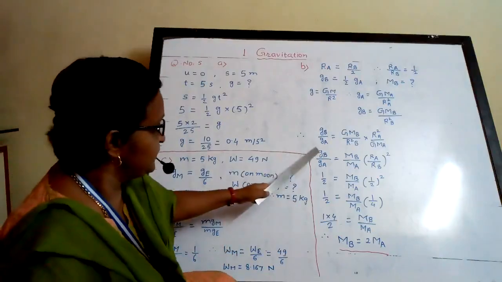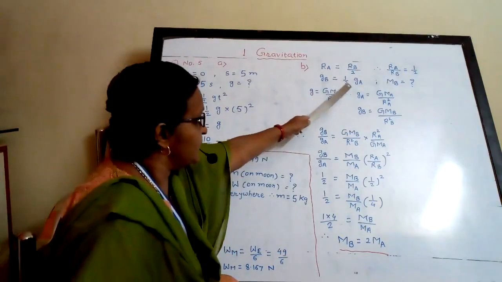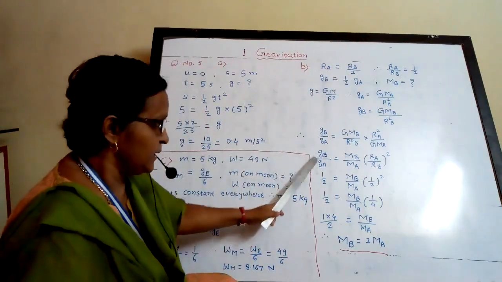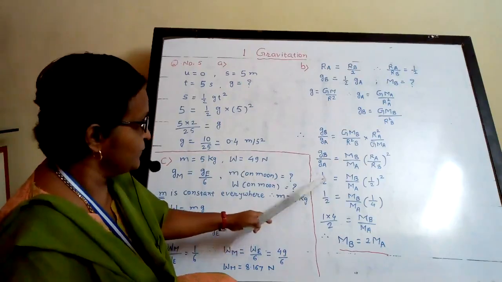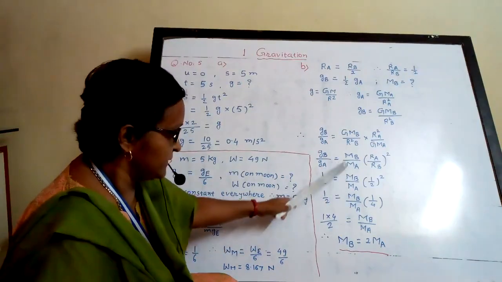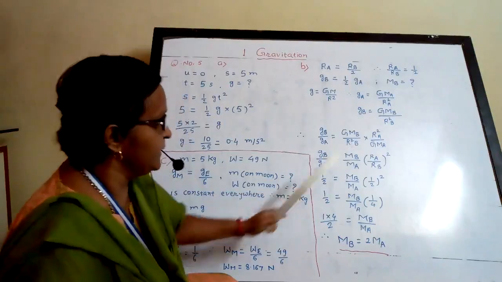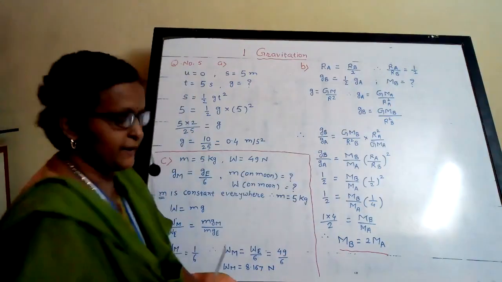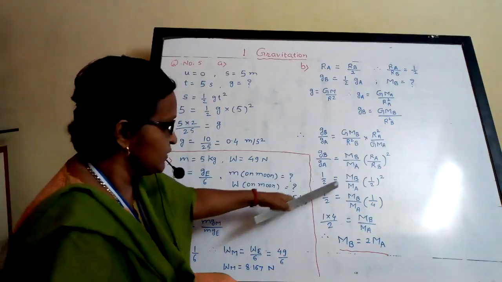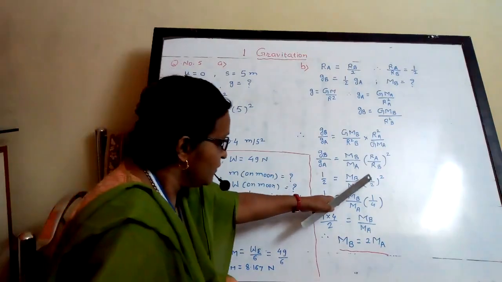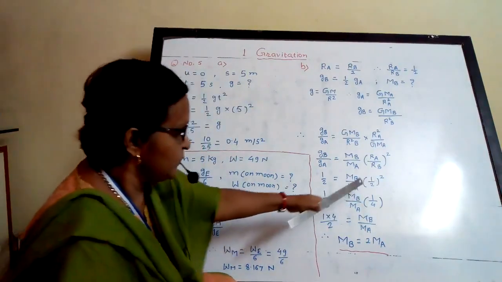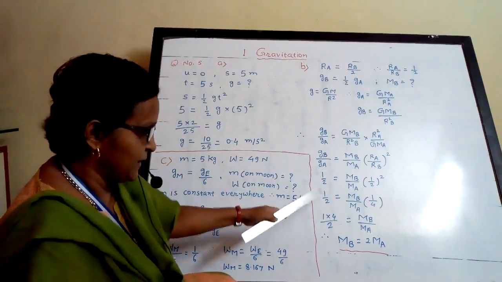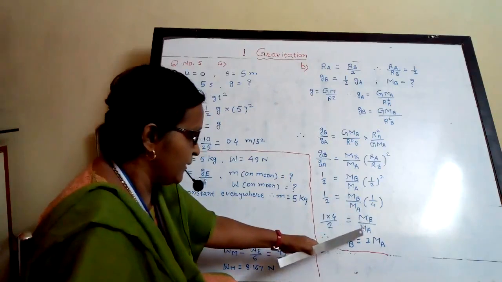Now we know gB upon gA is 1 by 2. So gB upon gA is equal to 1 by 2. MB upon MA, that as it is because we have to calculate MB. RA upon RB is also 1 by 2, its square. So 1 by 2 is equal to MB upon MA into 1 by 2 square. So 1 by 2 square is 1 by 4. So this 4 comes to this side in multiplication with MB upon MA.